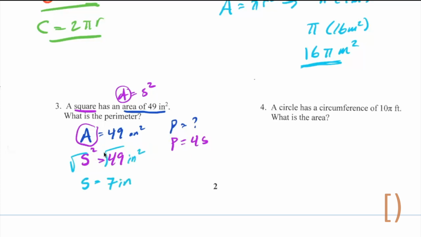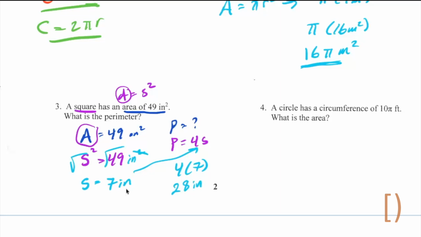7 inches. When you square root both sides, you square root the square here. So 49 becomes 7. The square goes away. You just have 7 inches. Substitute it in. 4 times 7. It's going to be 28 inches. That's my perimeter.